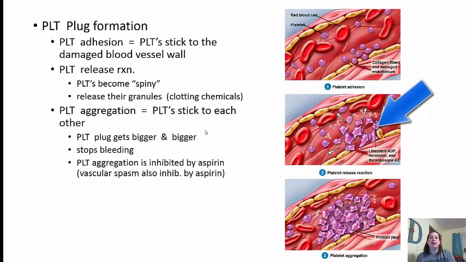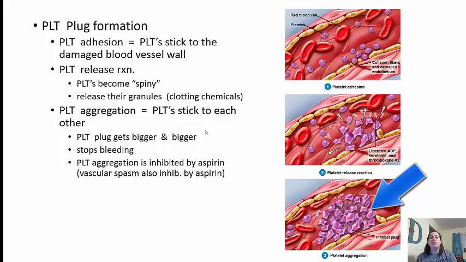This causes the platelets to do aggregation. Aggregation means that they start to stick to each other as well as be sticking to the wall of the vessel. The whole point of this is to create a plug. The plug will get bigger and bigger as it attaches and connects more platelets together so that it stops the bleeding.